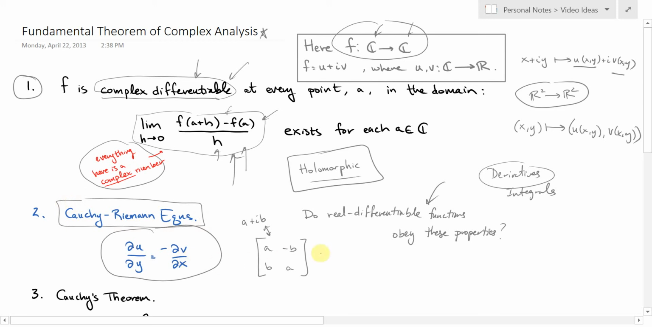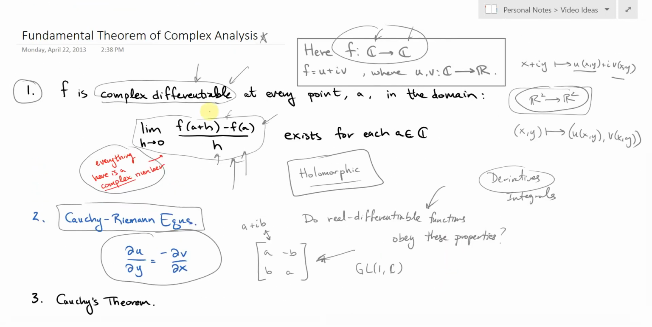That means that the Jacobian matrix, and I'll explain this in greater detail later, the matrix of partial derivatives of this function from R2 to R2, had better be of this form. And we've seen that linear maps that are of this form actually have some very nice properties. Remember, they're elements of something I call GL1C, and you can see that video later. But it already shows us that complex differentiability forces us to respect complex linear algebra at some level.